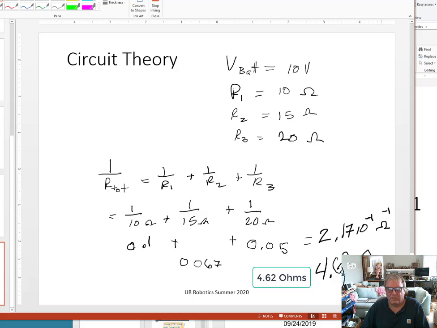So you guys should double check that. Now the important thing to notice is that when I put them in parallel, the total is less than the smallest one. And that's because of multiple current paths, but we'll learn more about that in the exercise. All right, that's it.